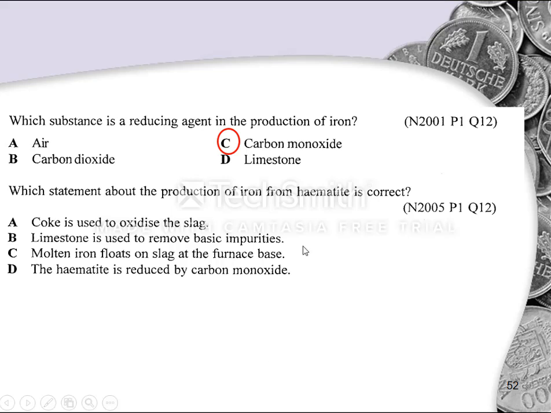Next, which statement of the production of iron from hematite is correct? Coke is used to oxidize the slag. Coke doesn't react with slag. Coke is reacted to form slag, the molten slag. So coke is not used to oxidize the slag, but it's actually reacting with silicon dioxide to form slag. It's not even a redox reaction. Limestone is used to remove basic impurity. Limestone produces calcium oxide and is used to remove acidic impurity because silicon oxide is actually acidic. So this is not right, it's acidic.